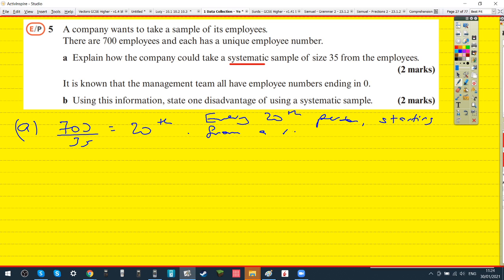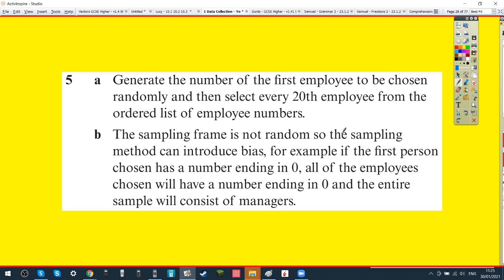The disadvantage of a systematic sample was that you don't get people in between the zeros, so you don't get 1, 2, 3, 4, 5, 6, 7, 8, 9 as the last number. So what type of sample would you get? You get a biased sample. Correct. You might get all employees, or all managers. If your random starting number is, let's say, 30, then it's going to be 30, 50, 70, and so it'll be all managers. The sampling frame is not random, so the sampling method can introduce a biased sample. You get the idea. Great.